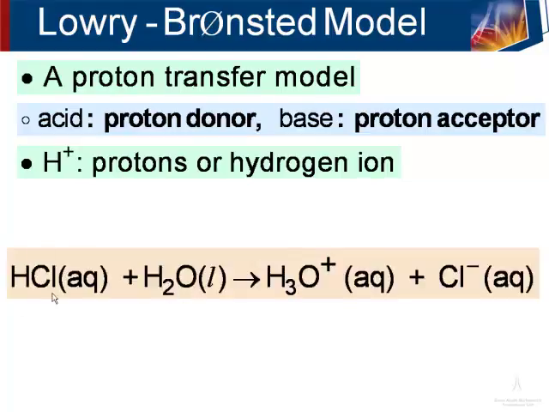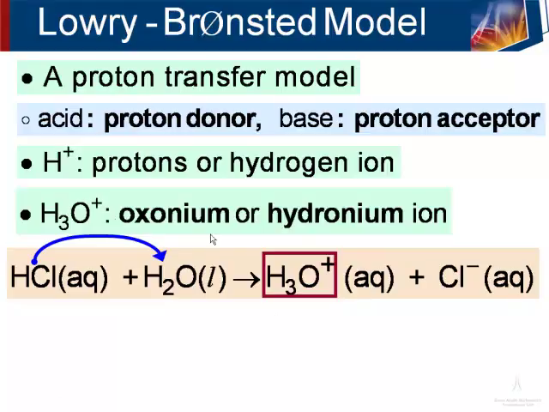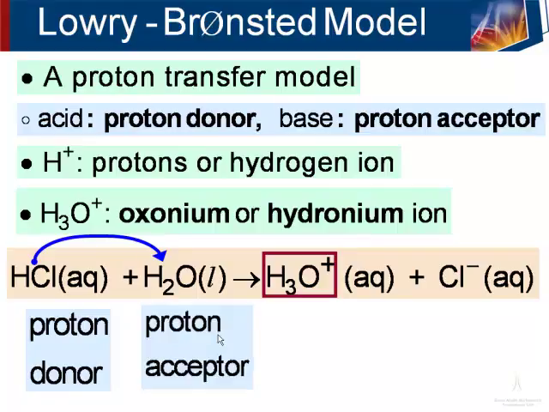If you take hydrochloric acid and you put it in water, what happens here is that the HCl donates the H+ ion to the H2O, forming the H3O+ ion. And the H3O+ ion is referred to as the oxonium or the hydronium ion. So, if the hydrochloric acid or the HCl donates the proton, it is therefore the proton donor, which means it is the acid according to this model. And the water in this case accepts the proton, so it's the proton acceptor, and according to this model, the water acts as a base.